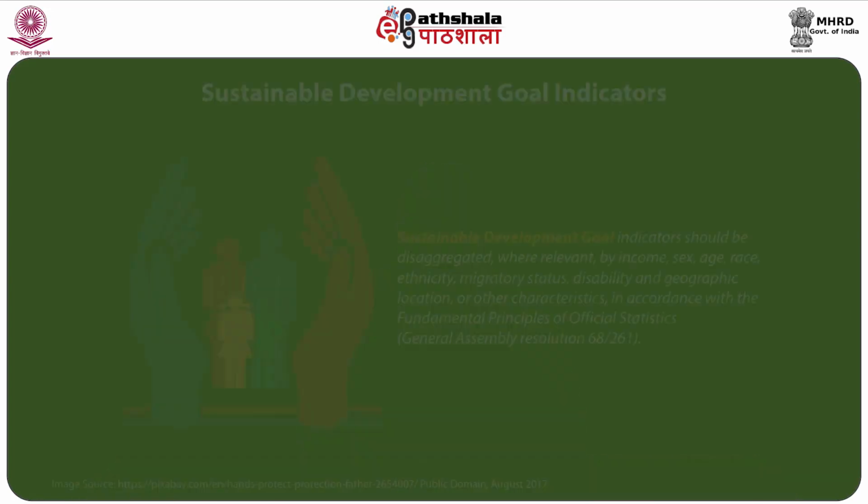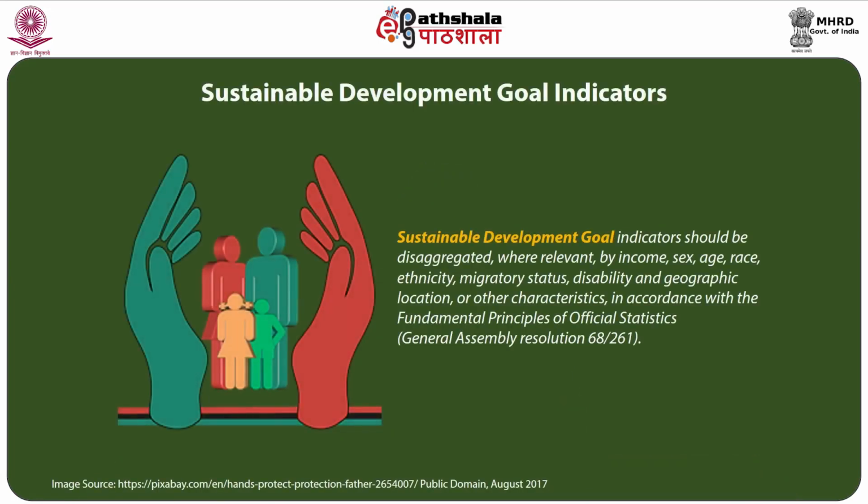Final list of proposed sustainable development goals. Sustainable development goal indicators should be disaggregated where relevant by income, sex, age, race, ethnicity, migratory status, disability, and geographic location or other characteristics in accordance with the fundamental principles of official statistics. It is approved by General Assembly resolution in United Nations.